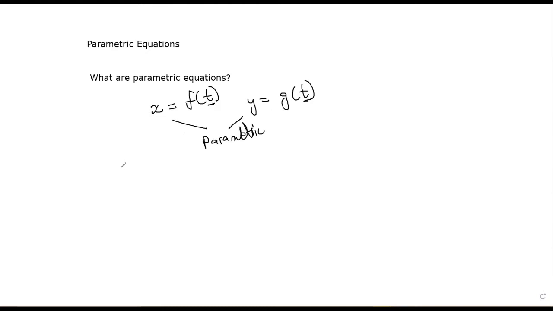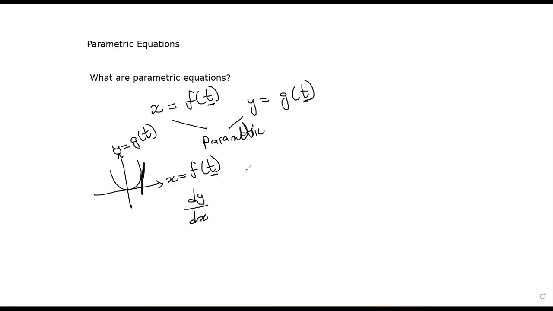Now, the question is, how are we supposed to find the gradient of a curve? Let's say there's a curve, and in this scenario, y is defined by the function g of t, where the parameter is t, and x is defined by the function f of t, where the parameter is t. So how are we supposed to find the gradient of the curve at any single point? We can do that by calculating dy over dx, taking the derivative of the equation.